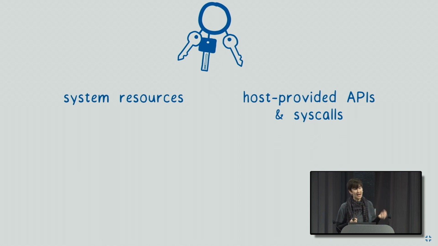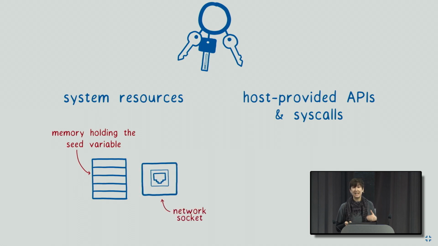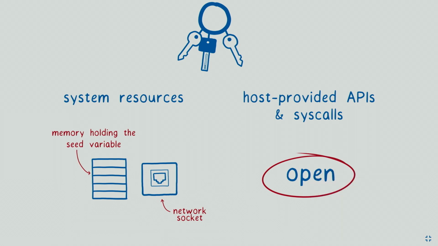Let's look at what access this malicious code needed in order to achieve its goal. So it needed a seed. To do this, it got access to the memory that was holding that seed variable. And then it needed to send the seed to a server. For this, it needed access to a socket and access to an API or syscall for opening that socket. So that's how a malicious attacker can pull off one of these kinds of attacks.